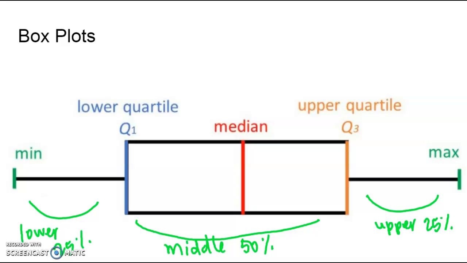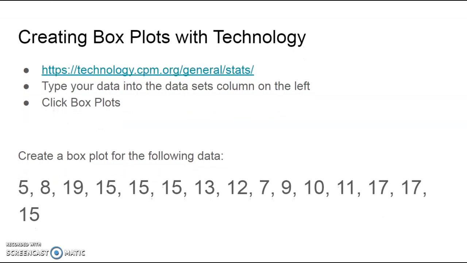We have our minimum value, our maximum value, our median in the middle, our quartile 1, our quartile 3. So the rectangle in the middle is made up of quartile 1 to quartile 3, and then we have lines on either side that show us where our minimum and our maximum are. So our next slide is going to teach us how we can create box plots specifically using technology.